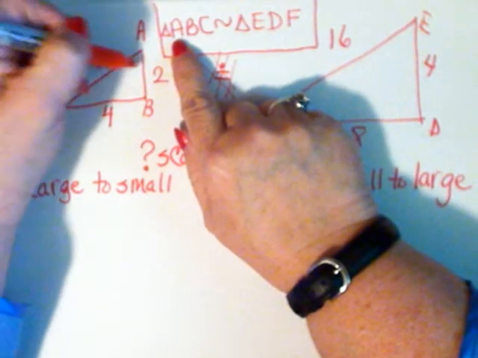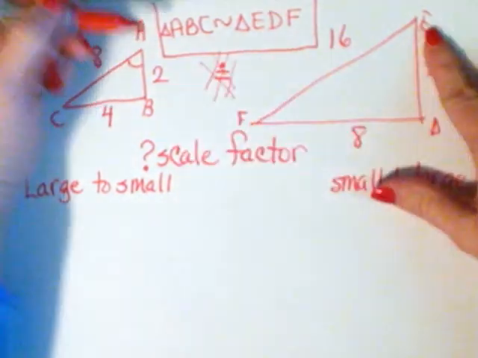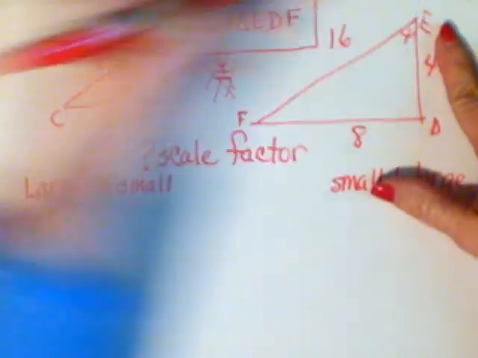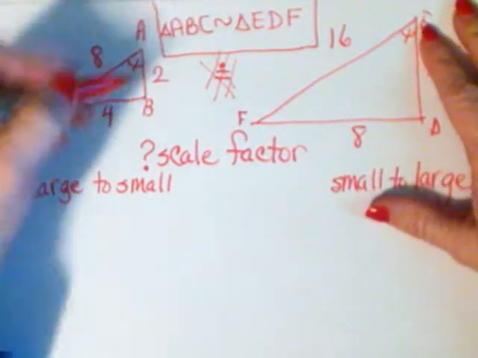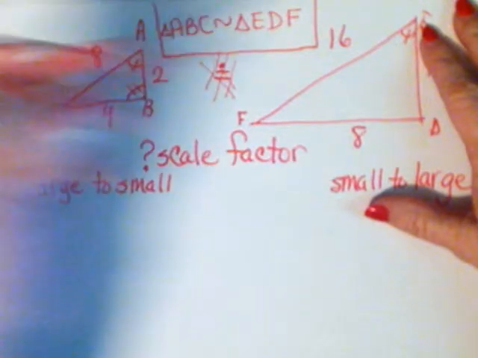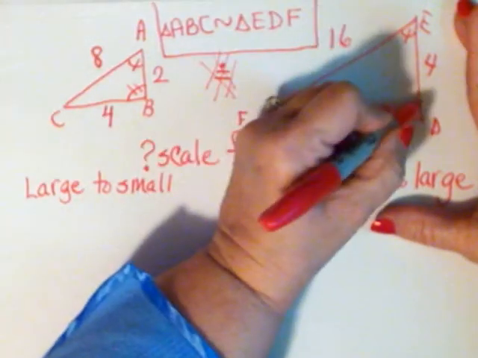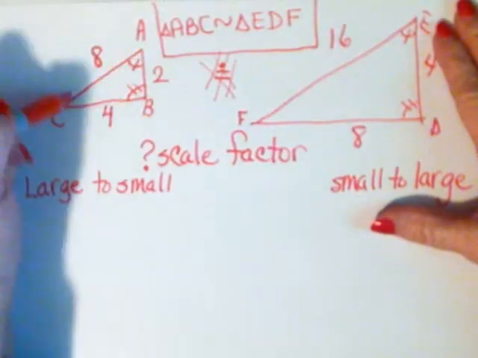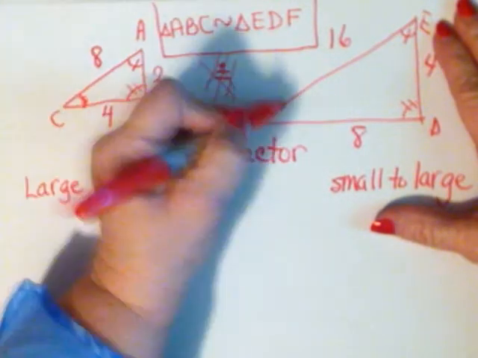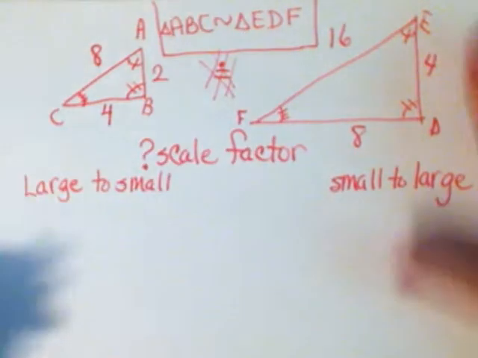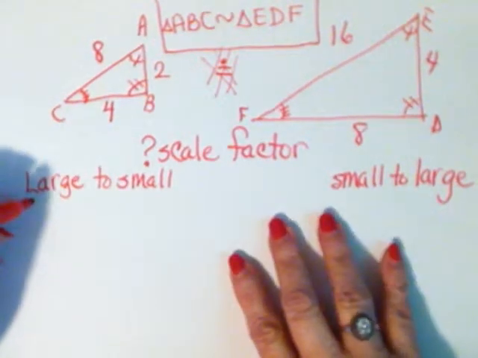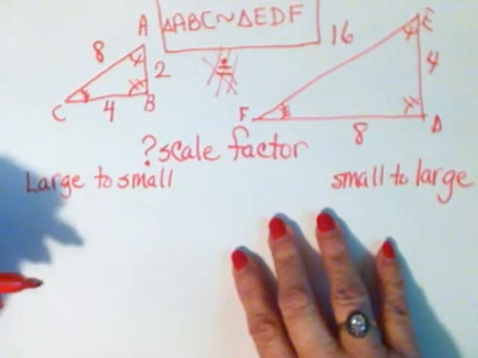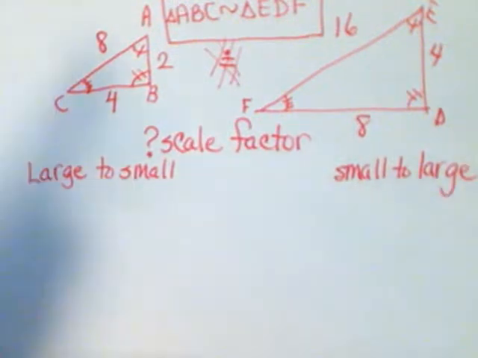In similar triangles, remember, the angles are congruent. The sides aren't, but the angles are. So A is congruent to E. B is congruent to D because it's in the same location, and C is congruent to F in the same location. So the ratio of the large triangle to the small triangle. Now, think about this.